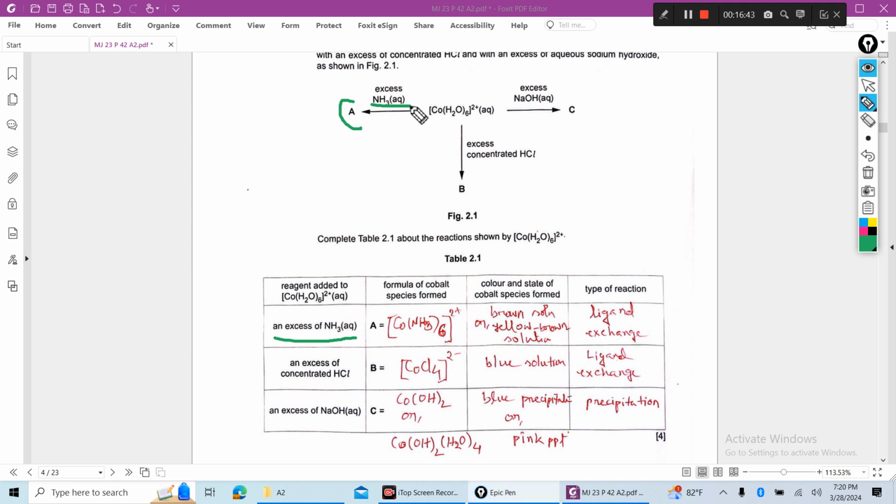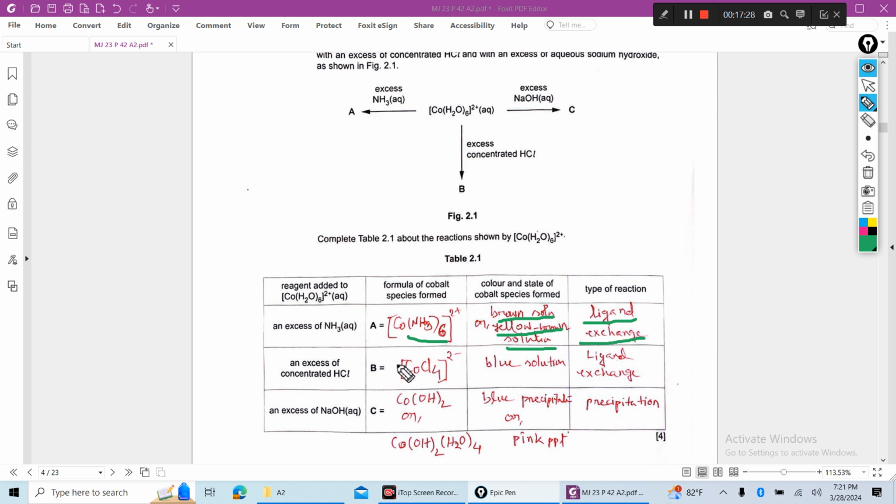Now you see, first A, an excess of ammonia. The 6 water ligands will be substituted by 6 ammonia ligands. So the product A will be hexaamine cobalt 2. 6 water ligands are replaced by 6 ammonia ligands, so this name will be hexaamine cobalt 2. Now the color will be a yellow brown solution. This is a ligand substitution reaction or ligand exchange reaction.